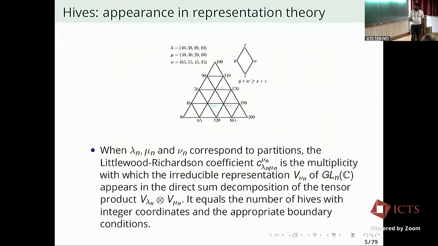So when lambda and mu, n correspond to partitions, the Littlewood-Richardson coefficient is the multiplicity with which the irreducible representation V_nu^n of GL_N(C) appears in the direct sum decomposition of the tensor product V_lambda^n tensor V_mu^n. It equals the number of hives with integer coordinates and the appropriate boundary conditions. So I already told you how to get the boundary conditions from lambda, mu and nu.